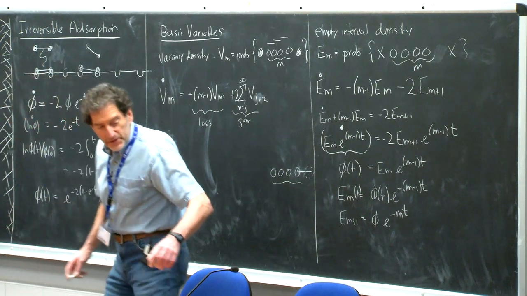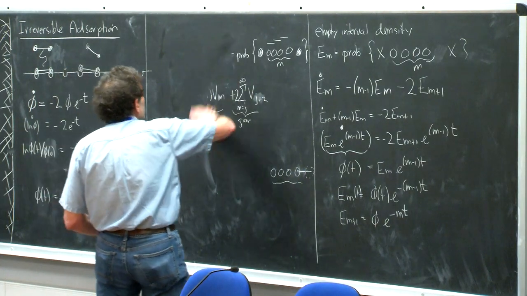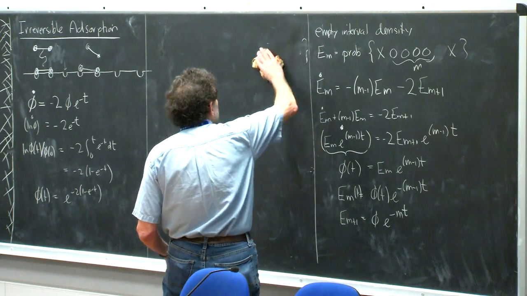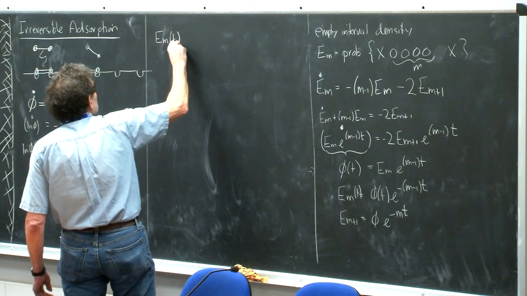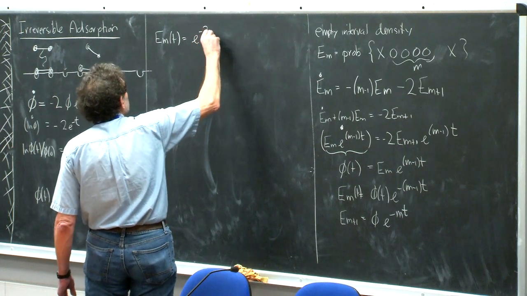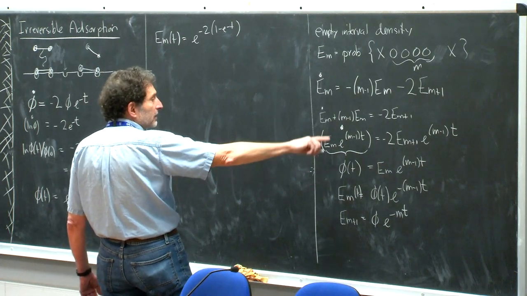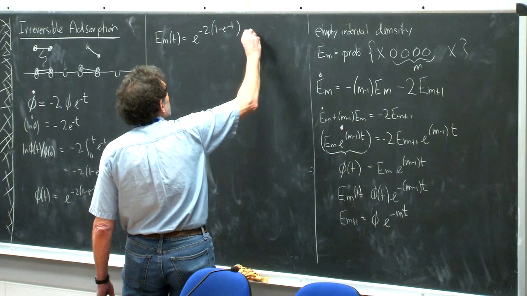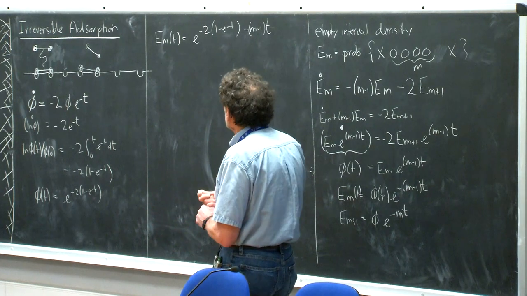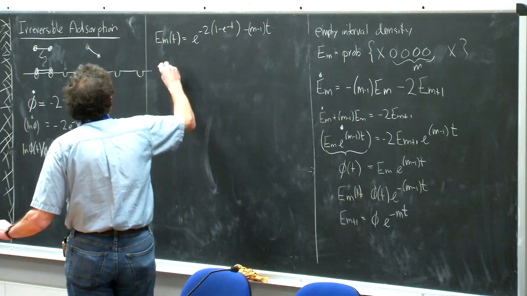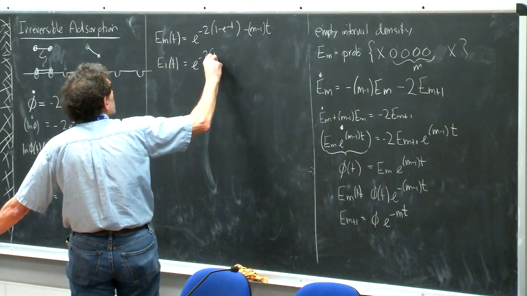So I'm almost done, because we've now found the function phi, and let's now compute the coverage. That's the thing that we really want, is what is the coverage? So first of all, we have, in fact, more than just phi. We have E_m of t. So that's equal to e to the minus 2, 1 minus e to the minus t, times e to the minus (m minus 1)t. So this is the time-dependent coverage of any empty interval of size m. So in particular, E_1 is equal to e to the minus 2, 1 minus e to the minus t.